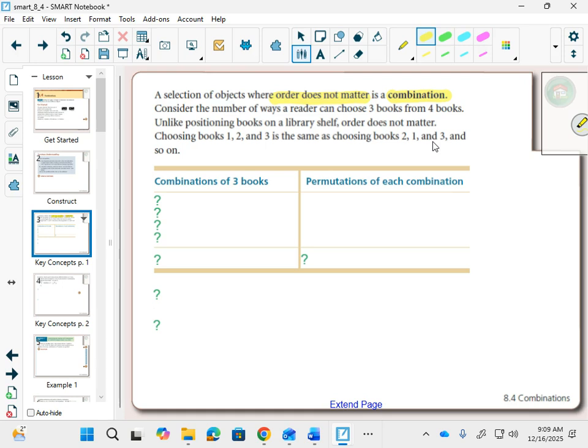Okay? So the example that they have is choosing 3 books from 4. So you have 4 books in total, and you want to do something with 3 of those books. In a permutation question, maybe you had 4 books, but your bookshelf had only room for 3 books. So you're like, well, how many ways could I arrange 3 books on my bookshelf?